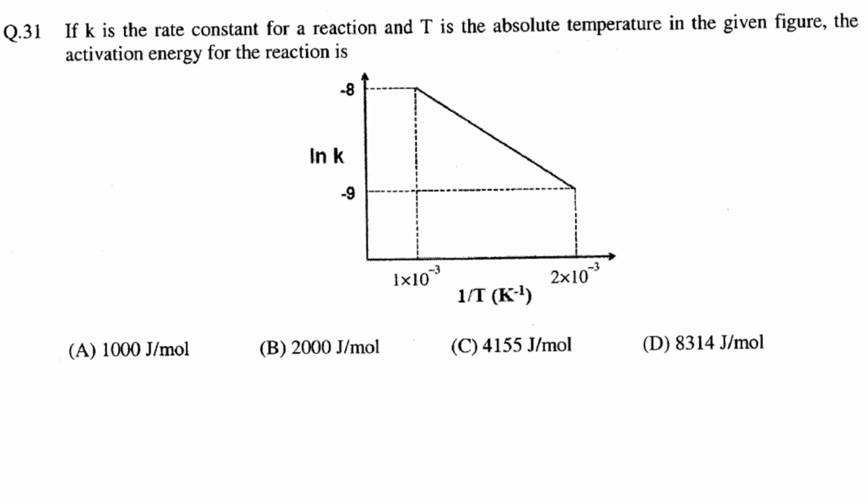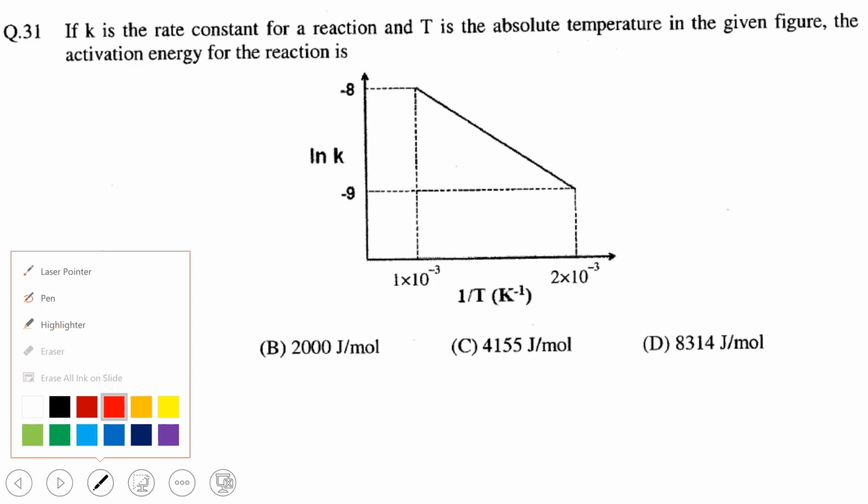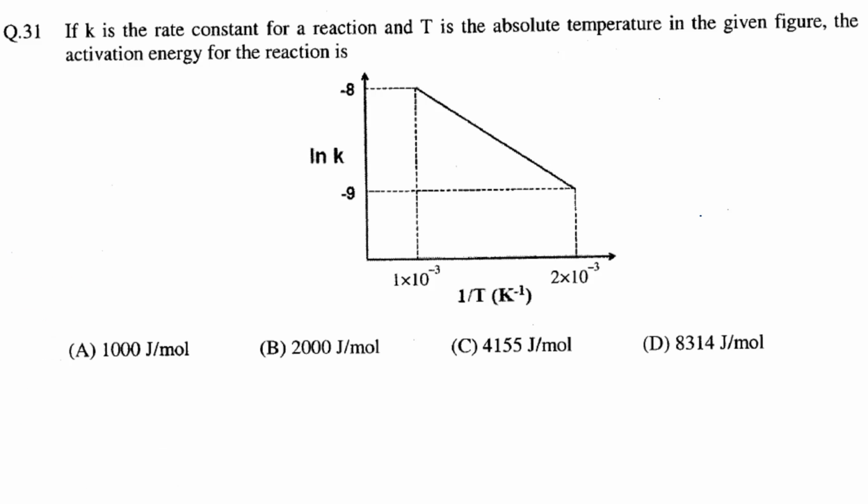So this is the diagram which has been given to you. If K is the rate constant, guys, what is the equation for the rate constant? It is K is equal to A e to the power minus activation energy by RT. A is a constant. Now if you look at this graph, the graph is between ln K and 1 by T.